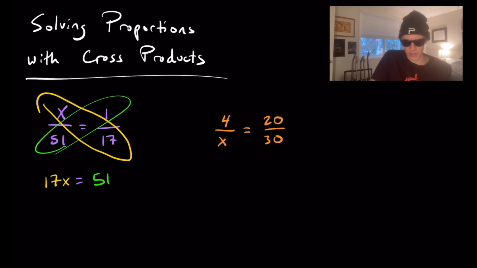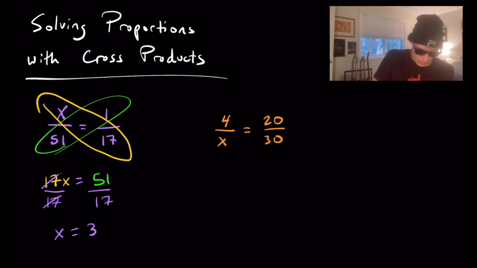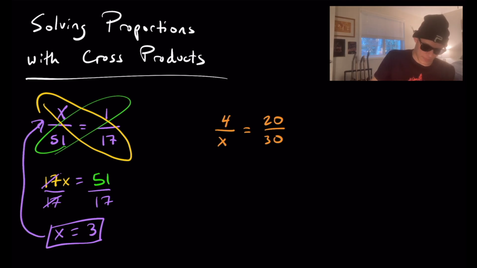There's a video that I did previously explaining that, so go watch that if you don't know what to do here. But what we'll do is divide both sides by 17, so we can isolate that x. And we'll have x is equal to 51 over 17. You will get a whole number if you do that division, and that's going to be 3. So to plug this back up here, we could say that the ratio of 3 over 51 is equal to 1 over 17.